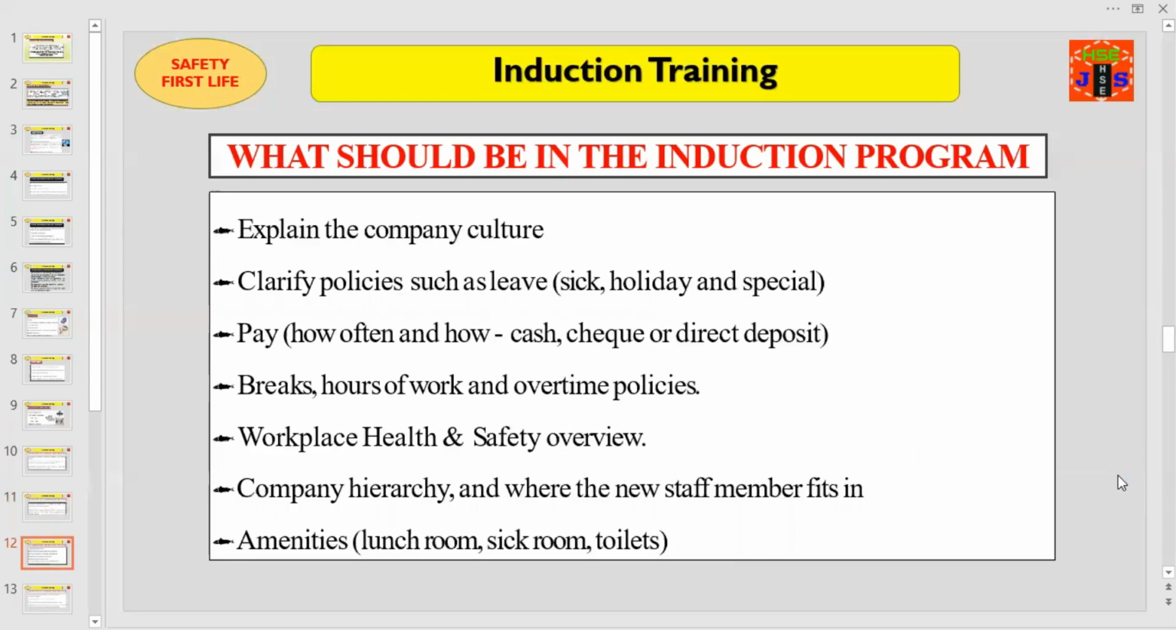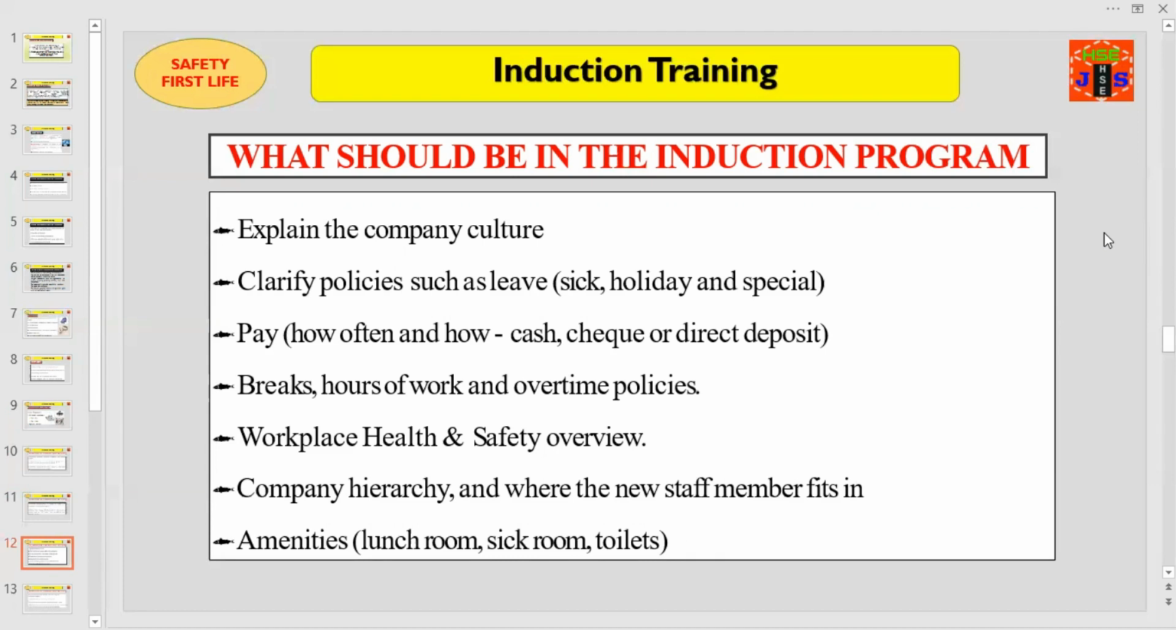Whenever you are going to induct someone, you have to explain the company culture, clarify policies such as leave, sick, holiday, and special occasion. You have to talk about pay, how often and how, cash, check, or direct deposit, as per the company norms and policies. You have to talk about breaks, hours of work, rest, and overtime policies.